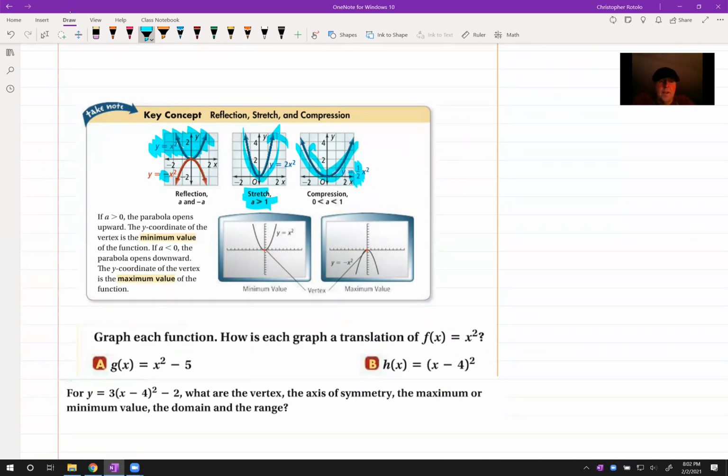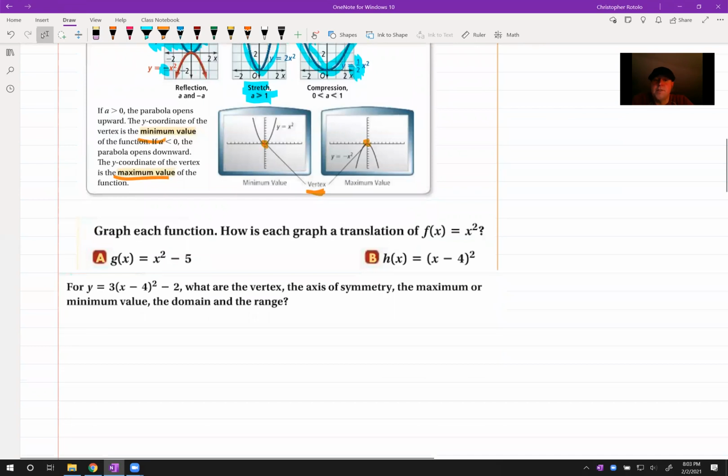Either which way, we're talking about a vertex, and the vertex is either the highest or the lowest point, depending on whether it opens up or down. And that's going to be the key to the vocabulary. I may not ask you for a vertex. I might ask you for the minimum value, or I might ask you for the maximum value. So it's going to be a play on the vocabulary. So just remember the vertex is equal to either the max or the min, and how we deal with that.